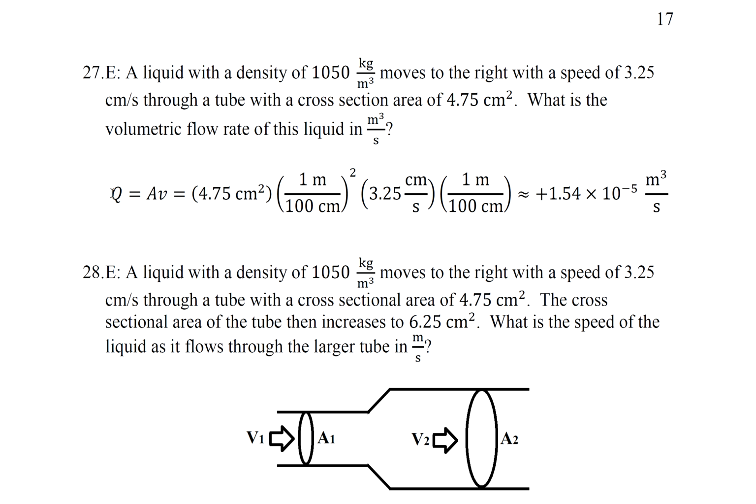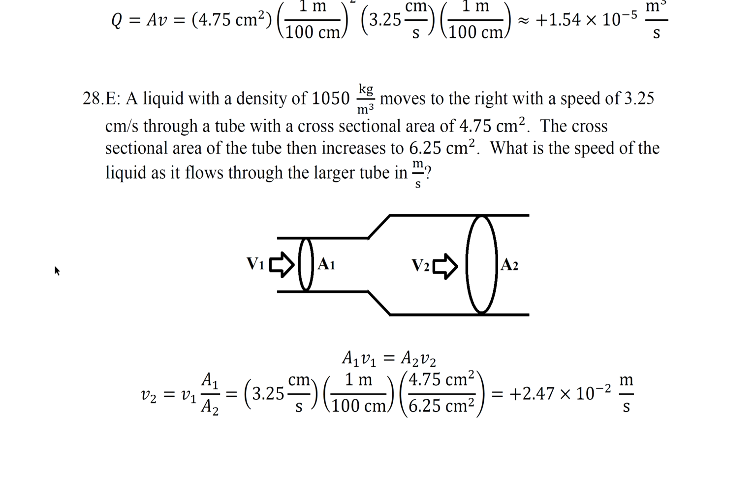Question 27. A liquid with a density of 1050 kilograms per meter cubed moves to the right with a speed of 3.25 centimeters per second through a tube with a cross-sectional area of 4.75 centimeters squared. What is the volumetric flow rate of this liquid in meters cubed per second? So Q equals AV, and that's the volumetric flow rate.